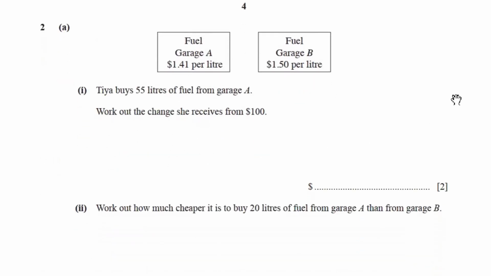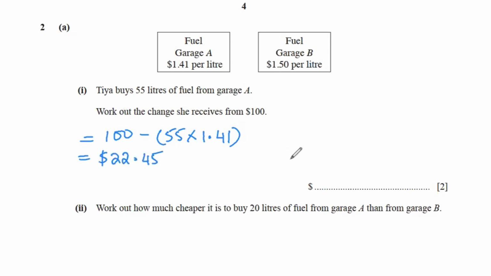Question 2 says that Tia buys 55 liters of fuel from garage A. Work out the change she receives from $100. If 1 liter costs $1.41, then for 55 liters she will pay 55 times 1.41, and that will be subtracted from 100 to find the change that she has received. So that is going to equal $22.45.